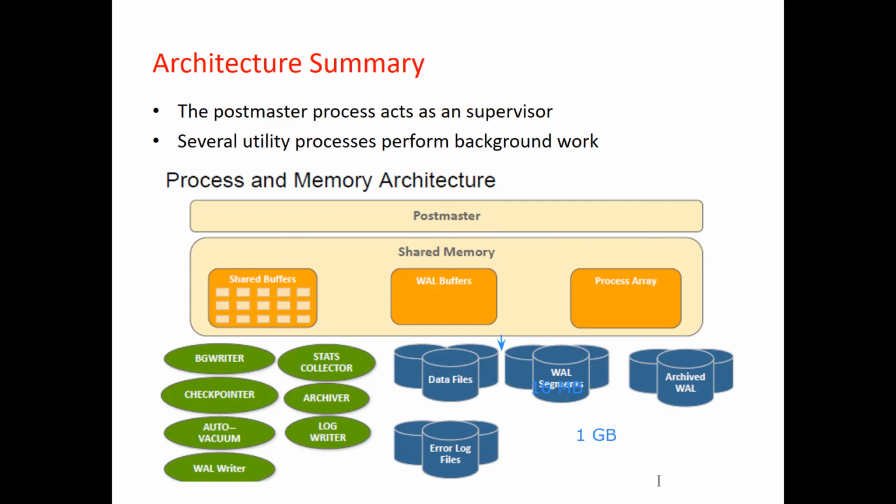After 1 GB is full, it will start overwriting the first file. So you can divide 1 GB by 16 MB, so you can say almost 64 files would be there. I think so. 64 WAL segments would be there. I think 640. Let me check.